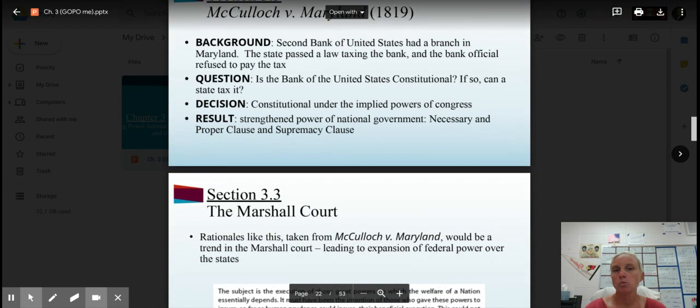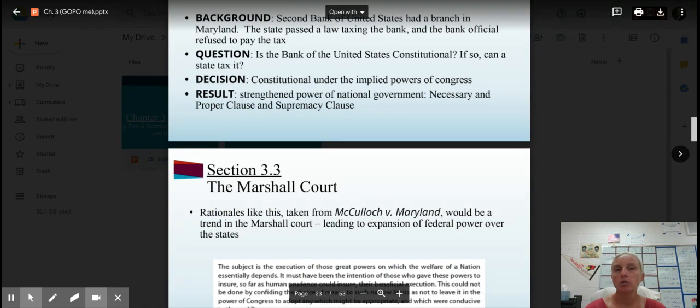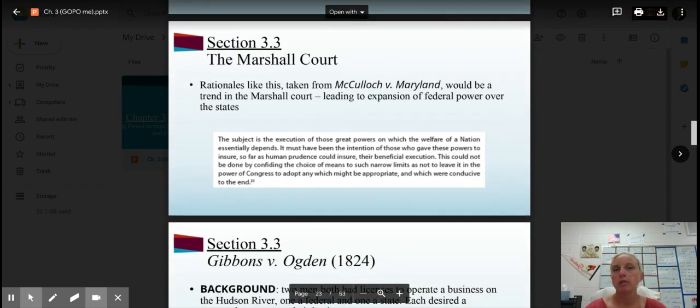And the decision was, yeah, the bank was constitutional. Congress had the power to do this because of the supremacy clause. So the result was the national government won over the state government when there was a conflict, and it established the supremacy clause as national government will win. So this wasn't the only time this happened.